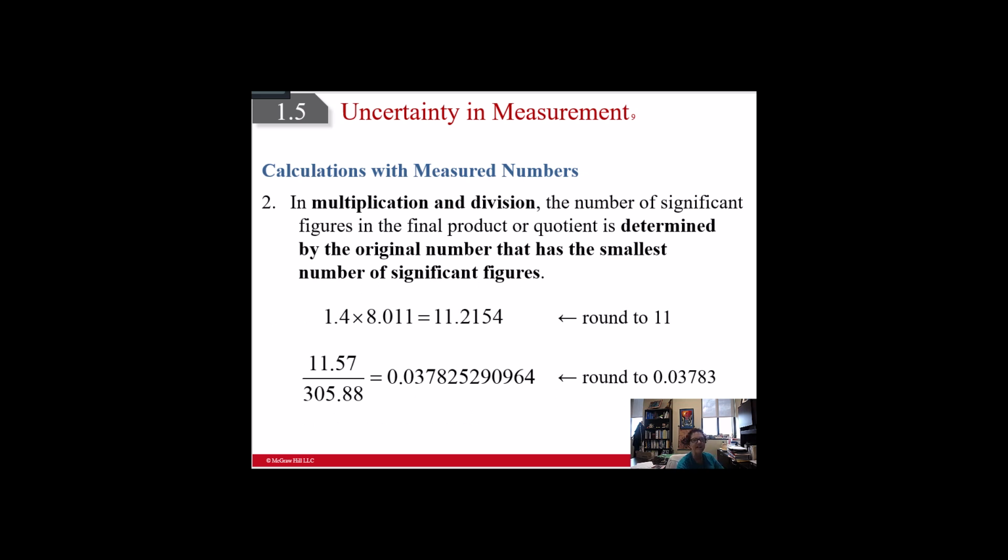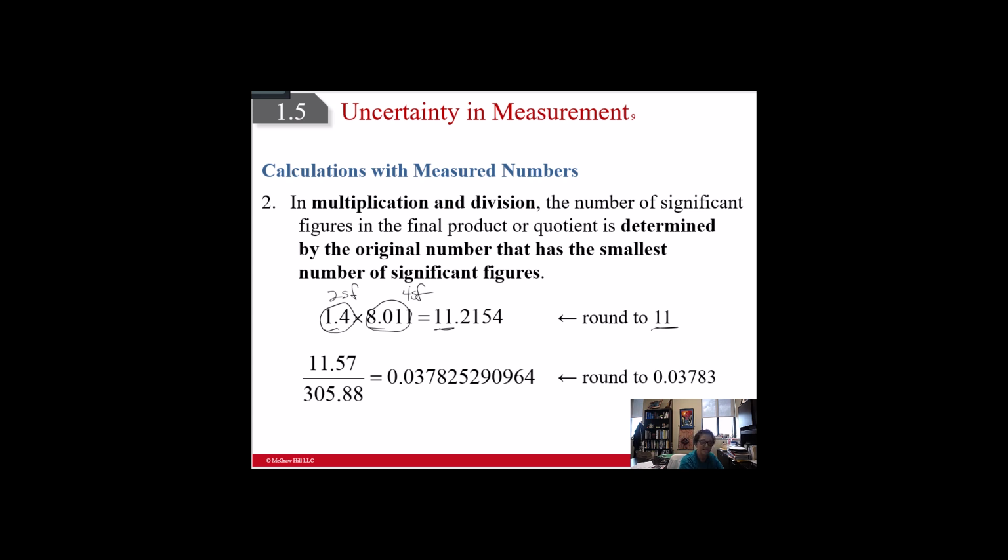So in multiplication and division, it's a little bit different. You're going to look at total significant figures in the number. So for example, I have 2 significant figures in 1.4, and then I have 4 significant figures in 8.011. So my number can only have 2 significant figures. And in that case, it's only going to be what? 11 with no decimal place. Okay?